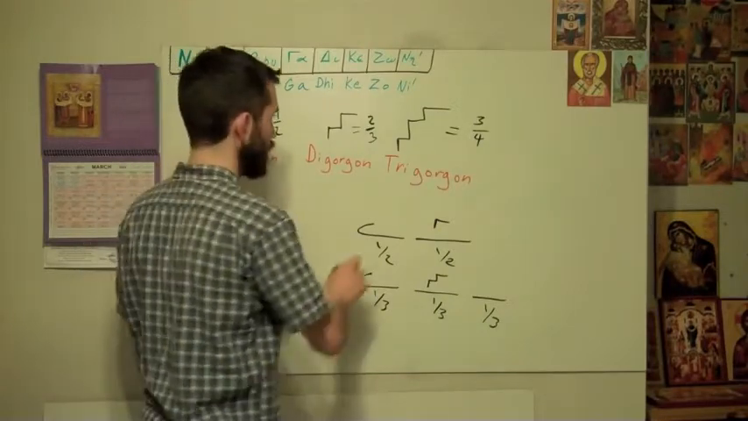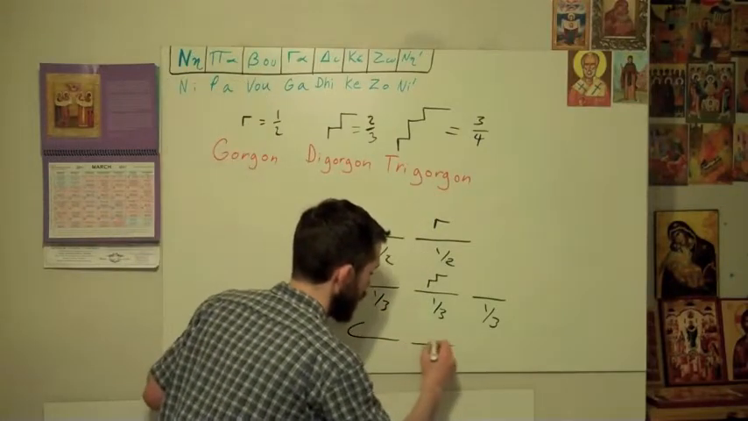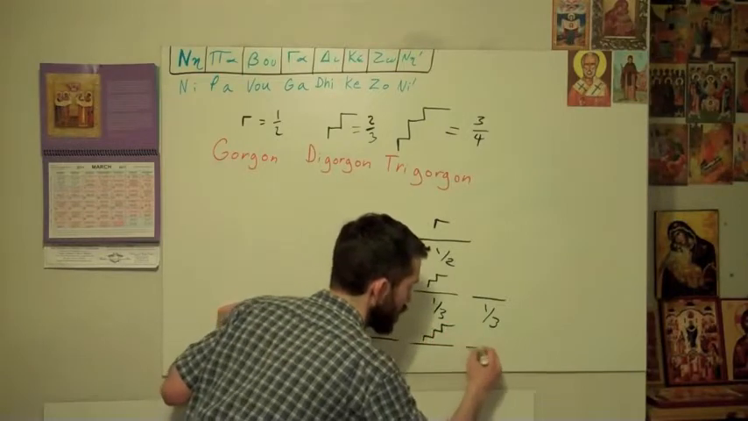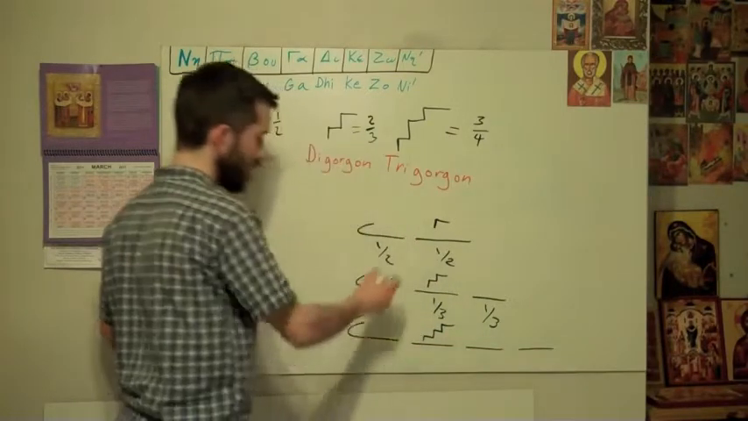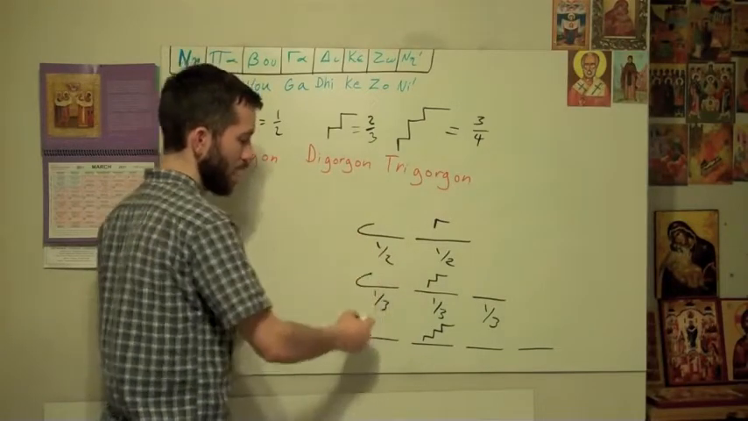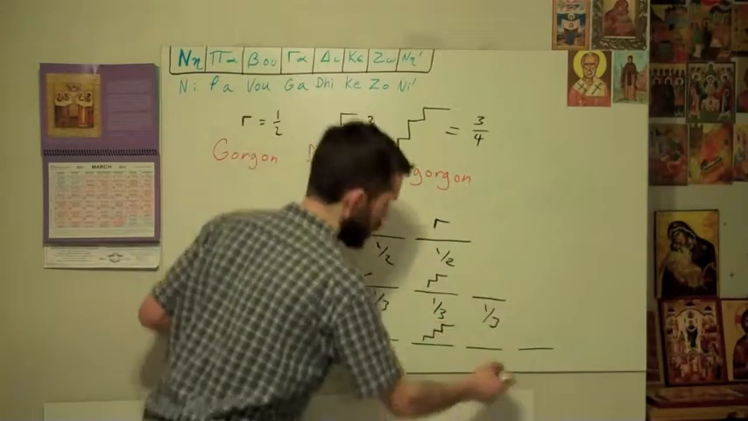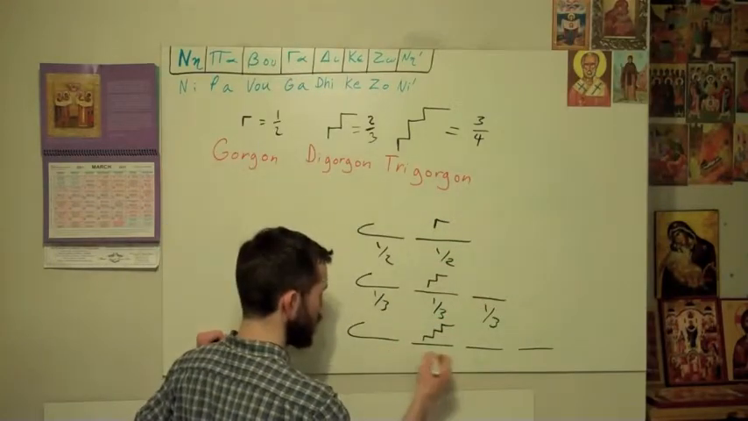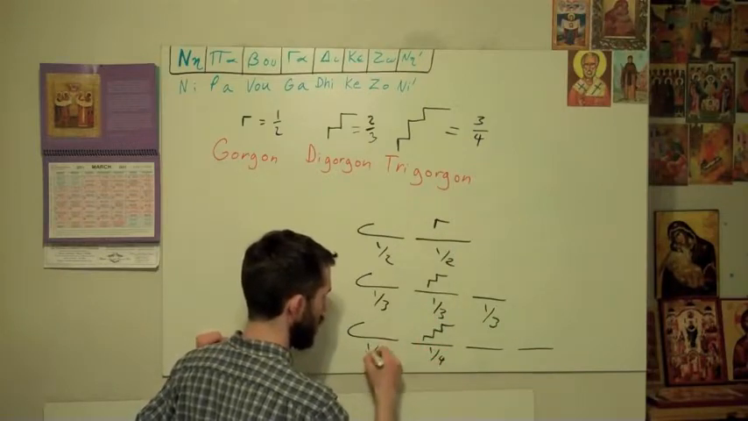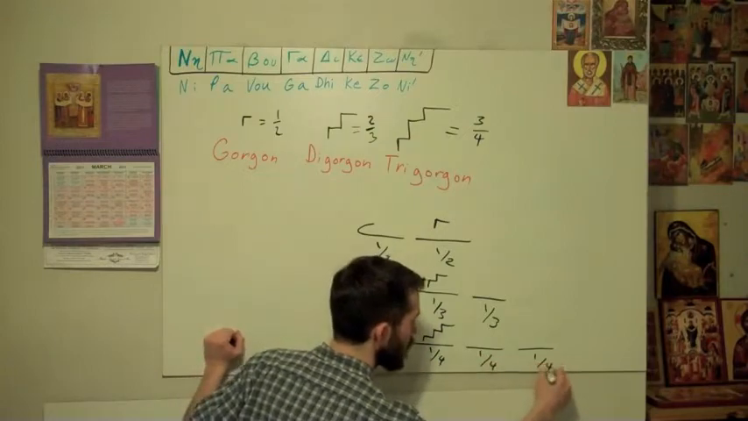Now, if we have the trigorgon, now we can just go down here, and instead of having three notes that it affects, we have four notes. So we go there, and again, all of these only affect one symbol before them, but they affect either no symbols after them, one symbol, or this one affects two symbols. So this one would take three quarters away, making this one quarter, again one quarter, and one quarter.